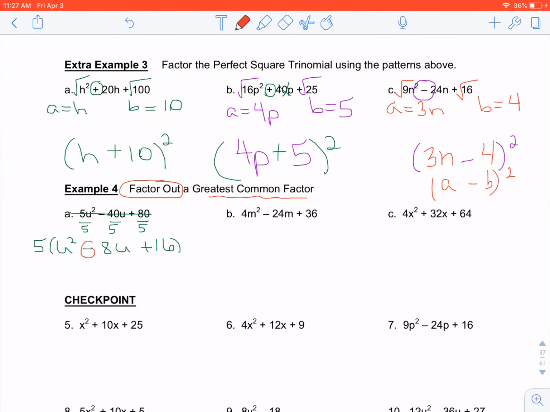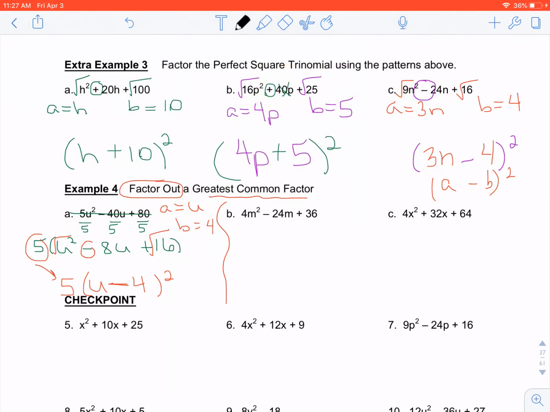Here's a minus sign, so I need a minus sign in the parentheses. It's going to be squared. There was a GCF. That GCF needs to go in the front. And then finally, taking the square root of u squared, that's just u, square root of 16 is 4. So u minus 4 squared. Again, the 5 is in front. That was the GCF. It's a minus sign because there's a minus sign in the problem. And then it's u minus 4 squared.